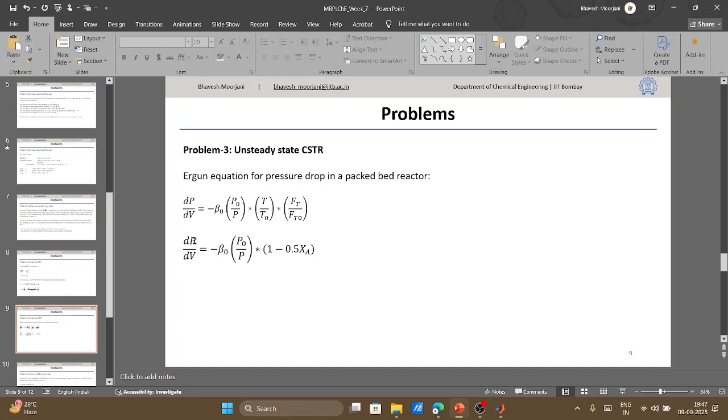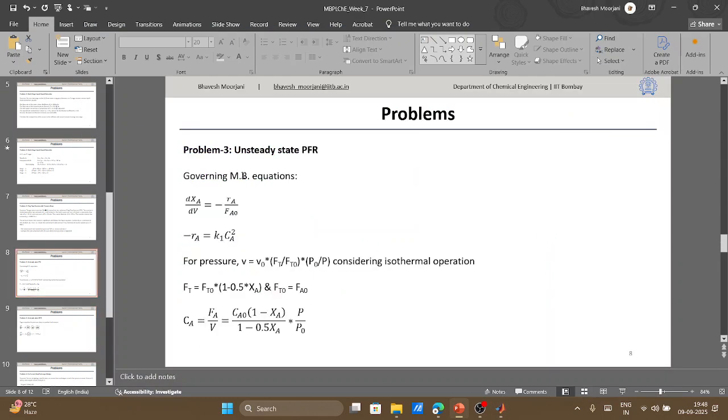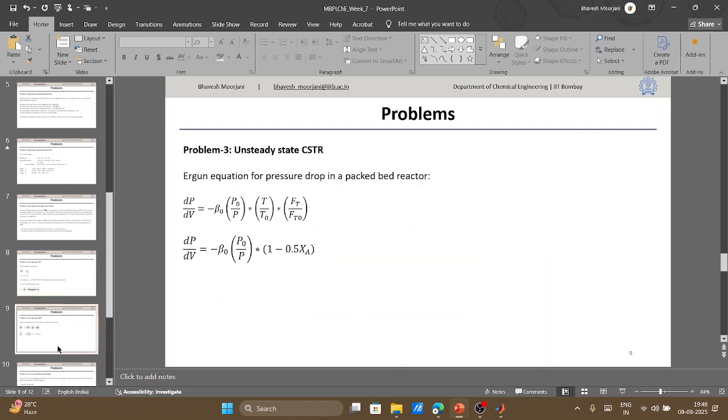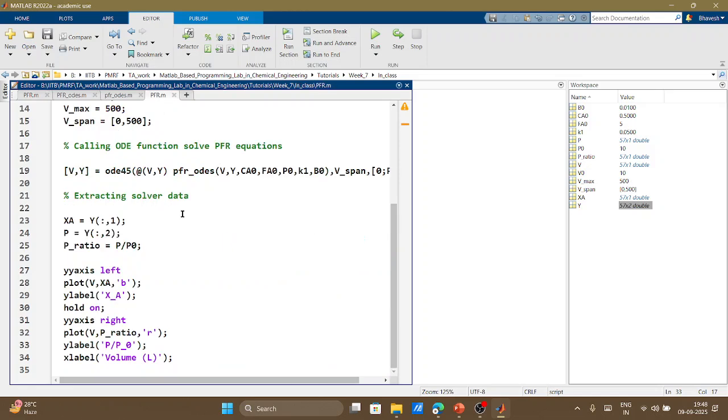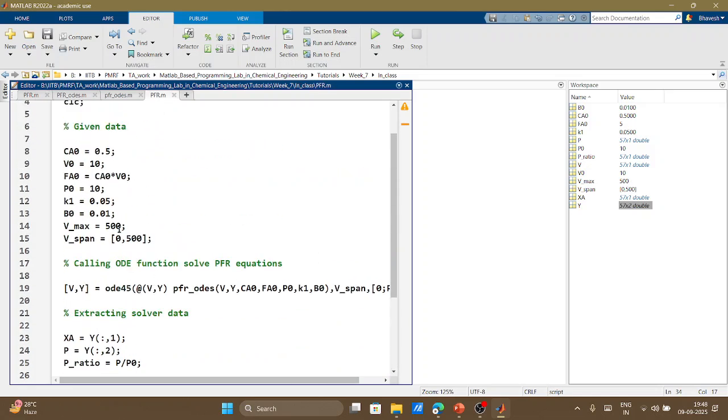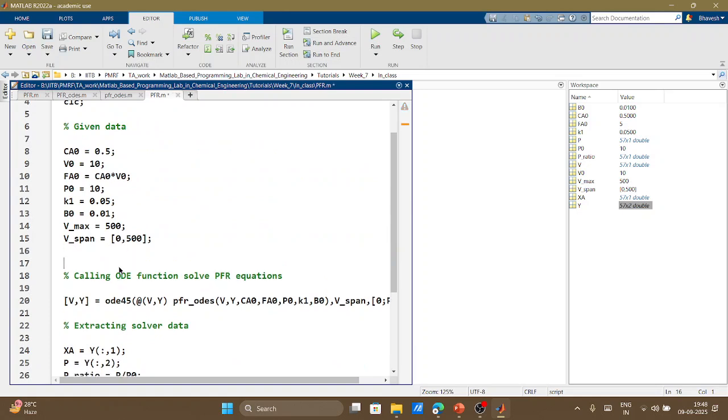Because since pressure is not changing with volume, this dP by dV will become 0. Now in order to do that, rather than creating new equations, since I will have only one equation, that is equation 1, rather than creating a separate function or equation for that, I will just take the beta 0 value as 0 to find out what will happen when I don't have a pressure change. Okay, so this is my part 1.